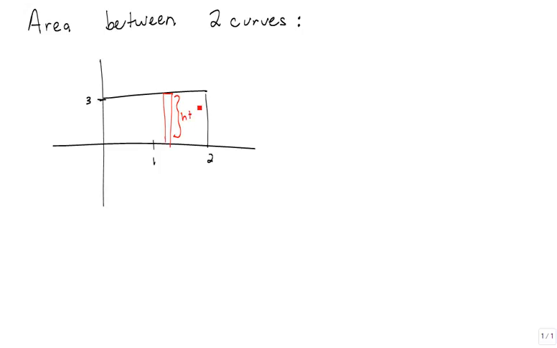And the height of that, say this is y equals 3 and this is y equals 0, will be the top function minus the bottom function is the height, which is 3, of all the rectangles. So no matter where you draw your rectangle, the height of those rectangles is always 3. So that's going to be the top function minus the bottom function.